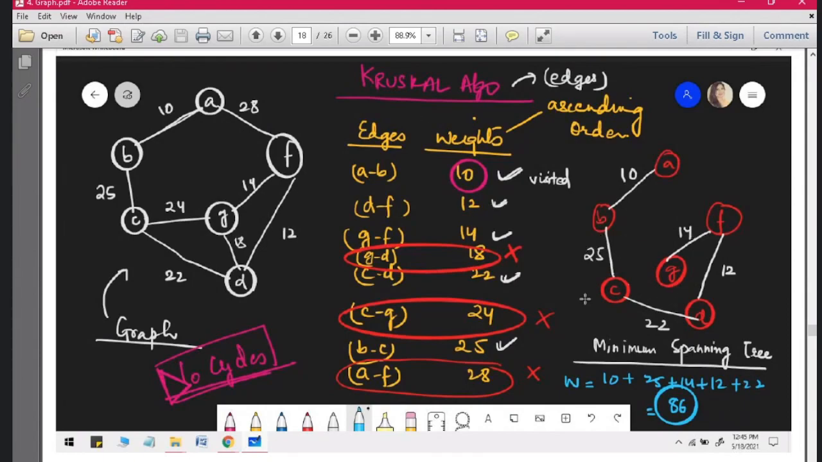After applying the Kruskal algorithm, you have to calculate the total weight, the sum of the weights. So just sum them, and the sum is 86. 1 mark will be deducted in the exam if you write the incorrect weight. Sometimes what students do is they take one or the other edge which is incorrect and should not be part of your spanning tree.